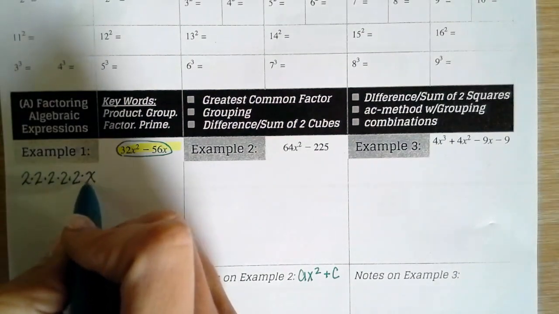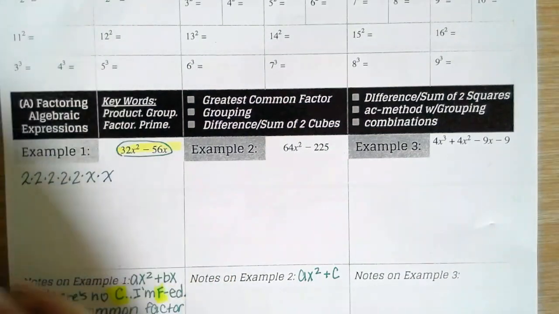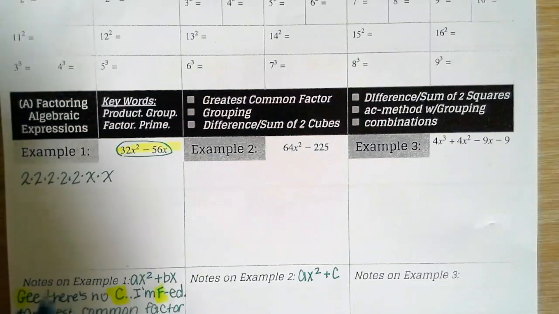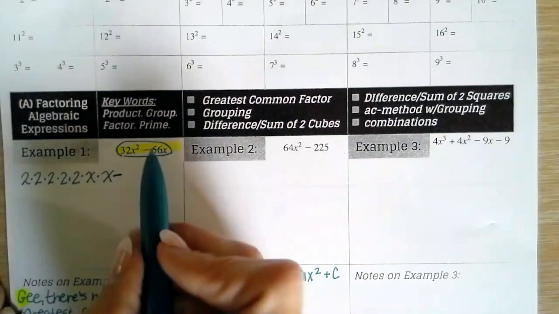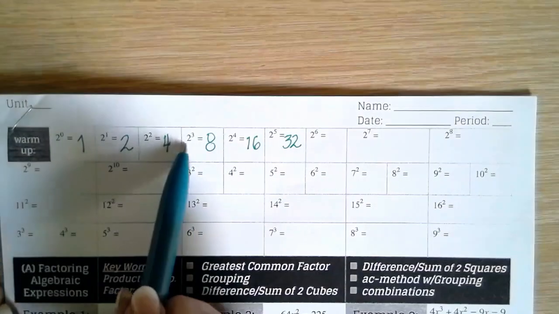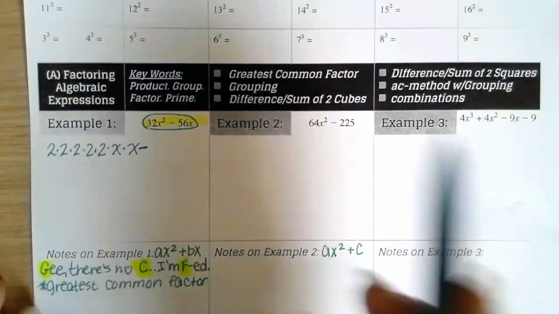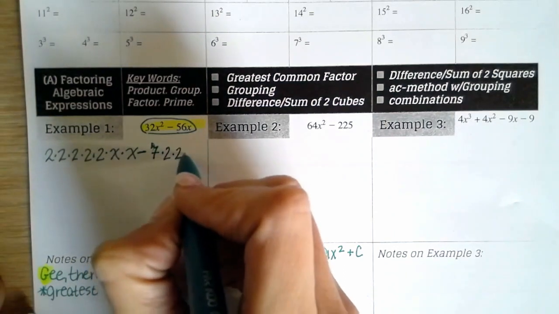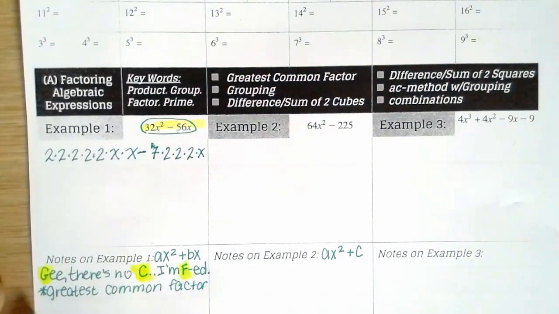And x squared is really x times x. This right here is 32x to the second power. If I had x-ray vision, that's what makes it. Minus 56 is 7 times 8. 8 is 2 to the third. So I have 7, which is already prime, times 8, which is 2, 2, 2, and x.